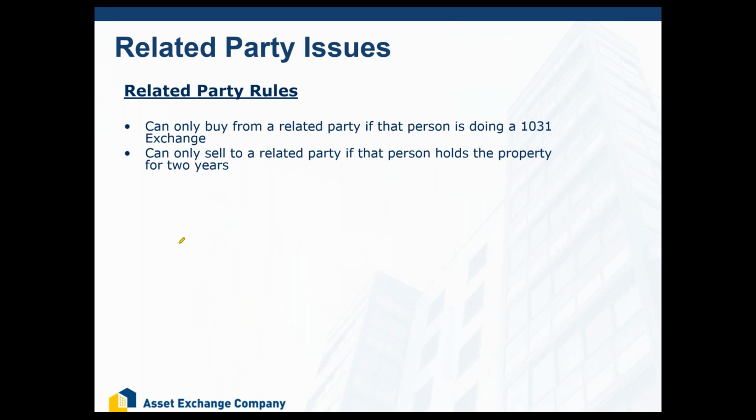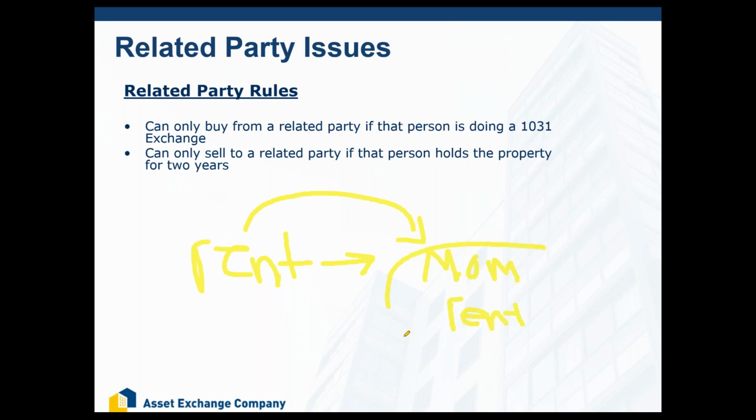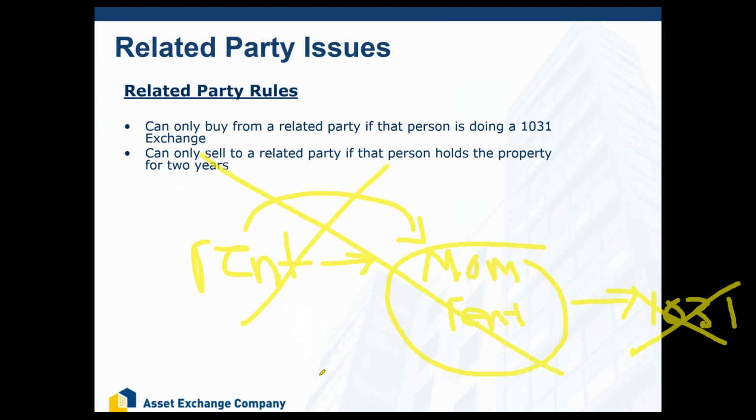Let's take a look at a different scenario. Okay, my client's going to sell his rental, and he wants to buy a property from mom, and mom was renting the property out. Okay, can I sell my rental and buy a property from my mom that my mom was using as a rental? Absolutely, as long as mom does her own 1031. If she doesn't want to do a 1031, then this whole deal doesn't work.